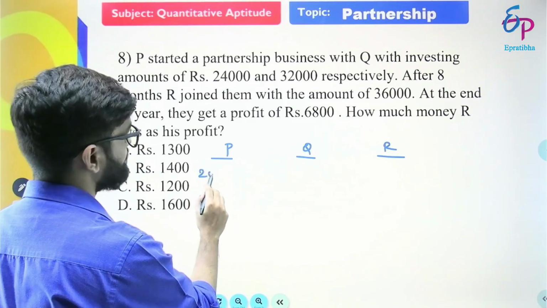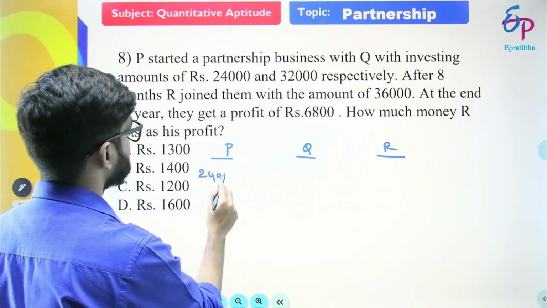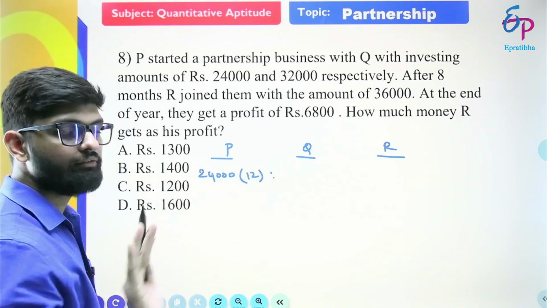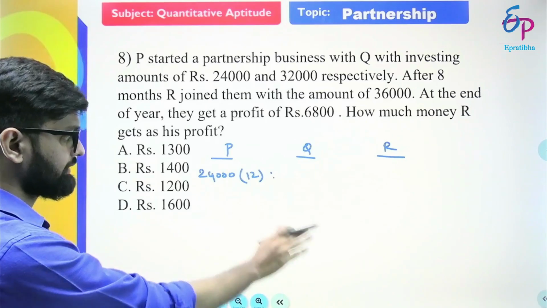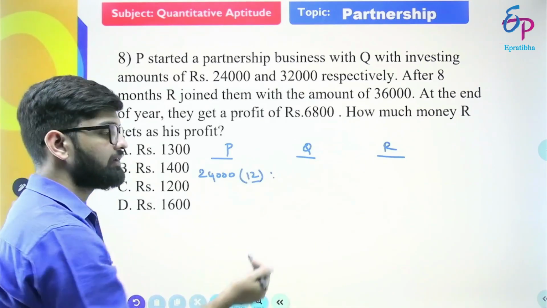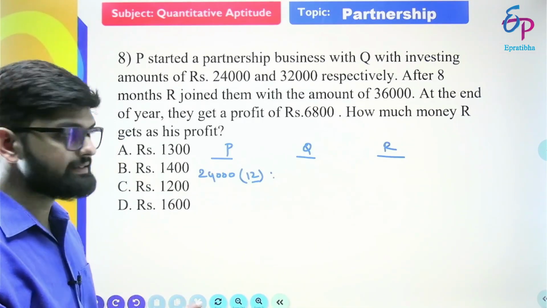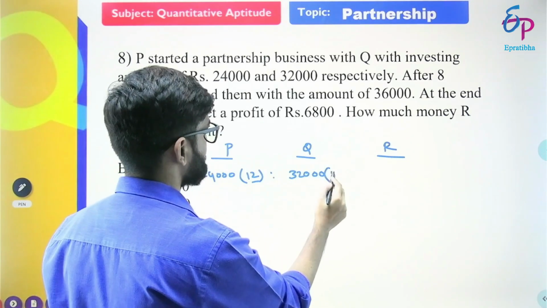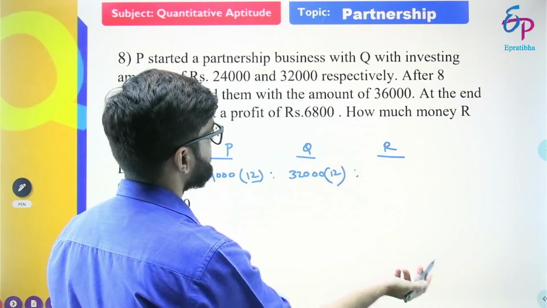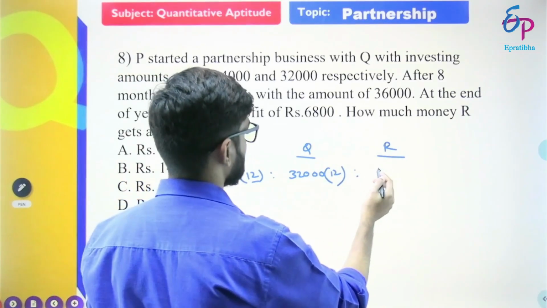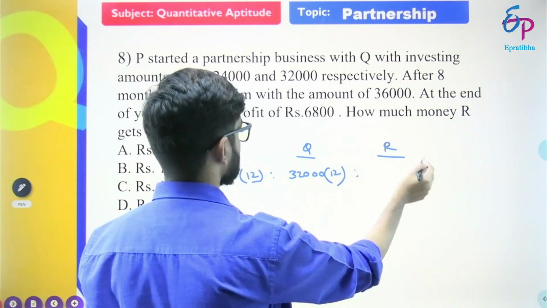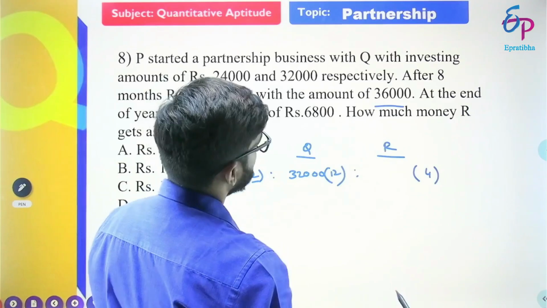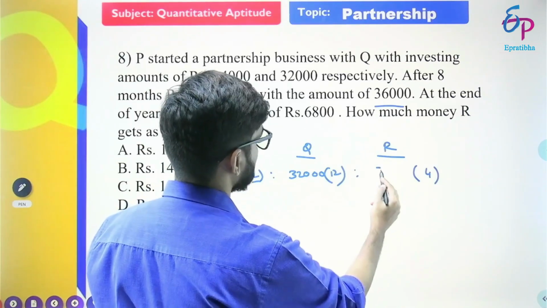So 24,000 into 12. They have not given any information about P leaving, so I'll take that all the 12 months he is there in the partnership. Next, this guy is investing 32,000 and he is also staying for 12 months. And the R guy is coming after 8 months. That means 4 months only he is there, but investing how much? 36,000.